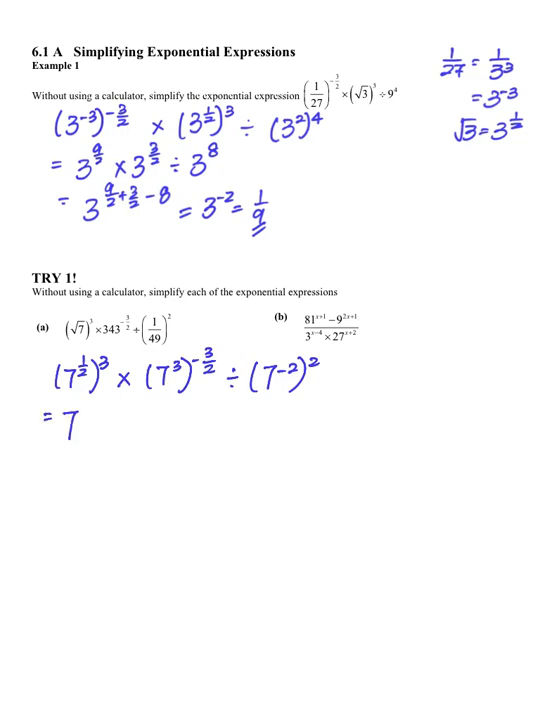So this is 7 power 3 over 2 times 7 power negative 3 over 2, divide by 7 to the power negative 4. So it's 7, 3 over 2 plus negative 3 over 2, and then minus negative 4. So your final answer is 7 to the power of 4. So what is 7 to the power of 4?